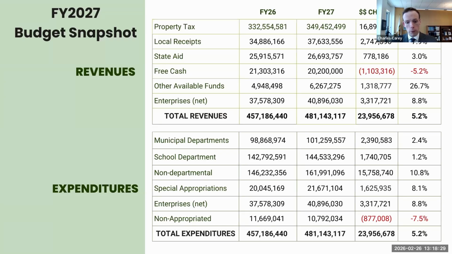But you can also see what's driving our costs down in the expenditures line. The municipal department growth, in terms of its allocation, is up less than 2.5%. School departments is down as well. The non-departmental number, which is costs that are often shared between the town and the schools, is up a whopping 10.8%. And most of that is in healthcare.